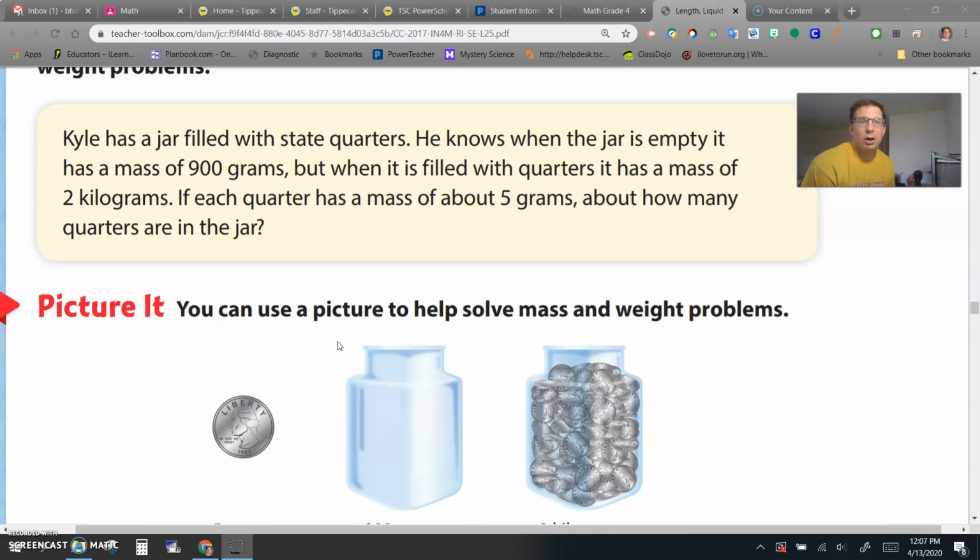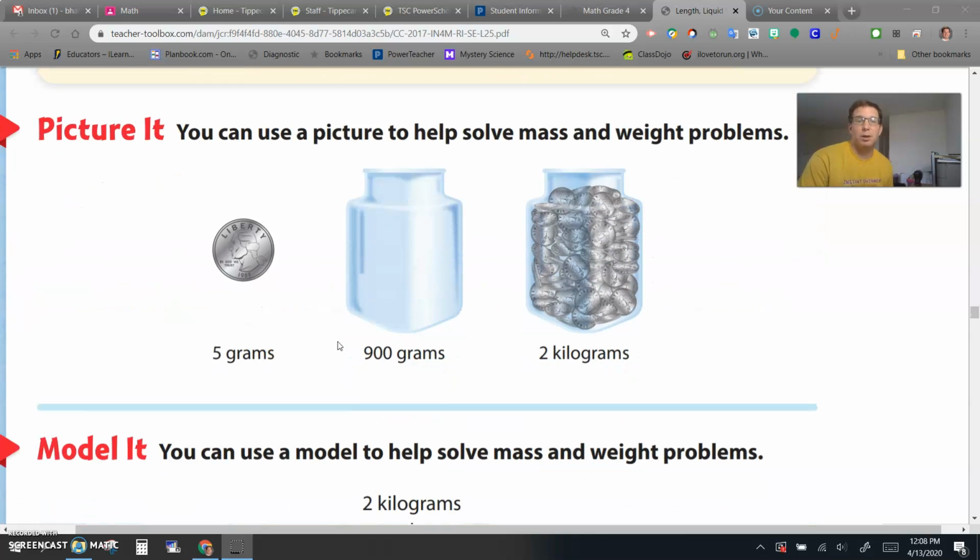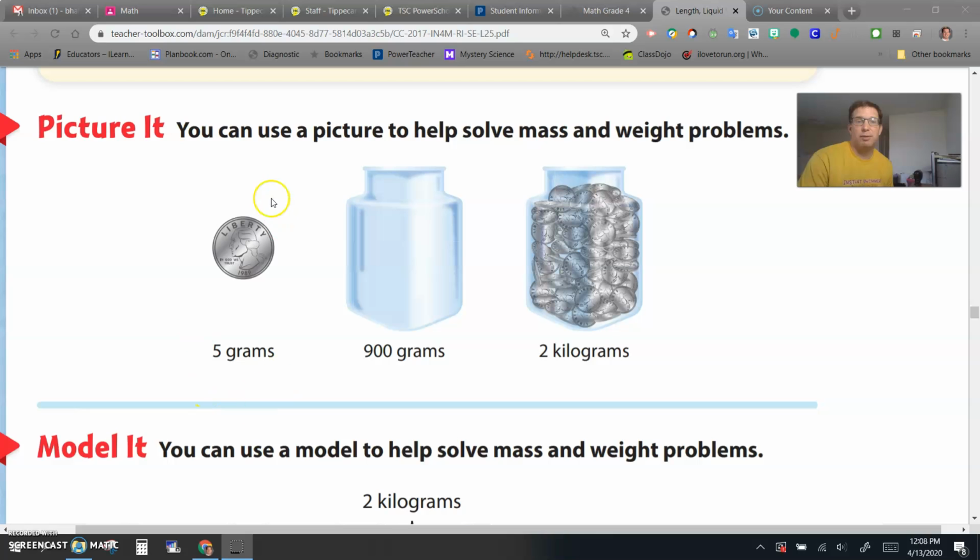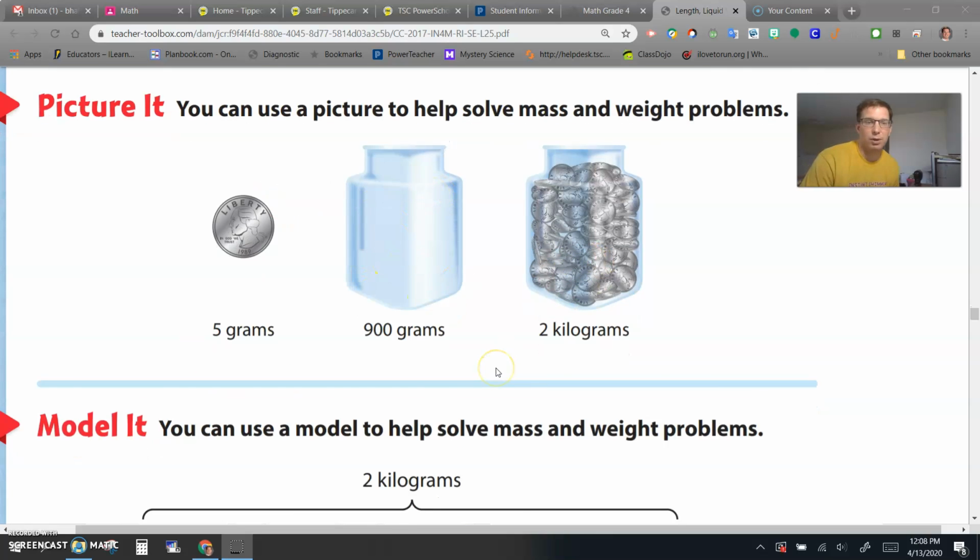So Kyle has a jar filled with quarters. He knows that when the jar is empty, it has a mass of 900 grams, but when it's filled with quarters, its mass is 2 kilograms. If each quarter has the mass of about 5 grams, how many quarters are in the jar? So, here's our picture. We have a quarter, empty jar, jar filled with quarters.